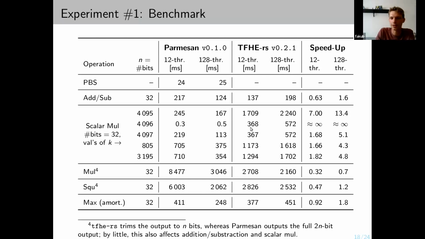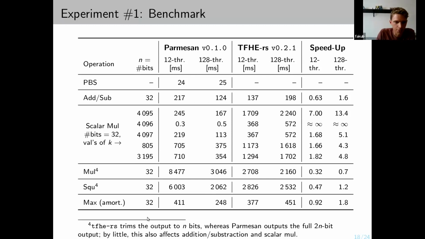But in TFHE RS, it took some time. So for the speedup, I just wrote something close to infinity. There is no lookup table and no bootstrapping here, and there is some bootstrapping there. So that's why I put this infinity, but it's not really infinity. And we might also see some differences for numbers close to 2 to the 12th, and also for the addition-subtraction chains.